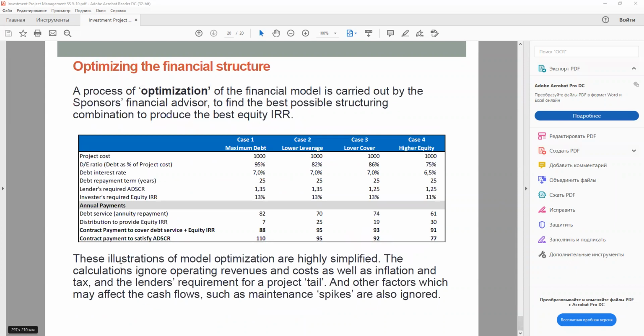And what about the actual process of getting to the final financial structure? It is through the process of optimization. A process of optimization of the financial model is carried out by the sponsor or financial advisors to find the best possible structuring combination to produce the best equity IRR or the best bid in a tender or public procurement. This process is illustrated in a simplified form in the next Excel spreadsheet I would like to share with you now.